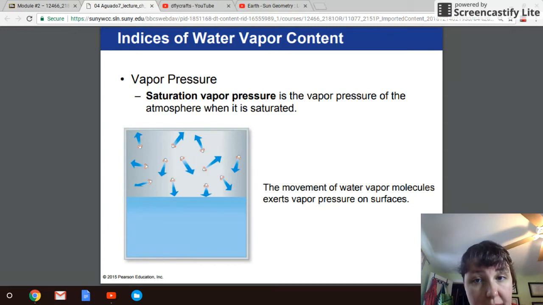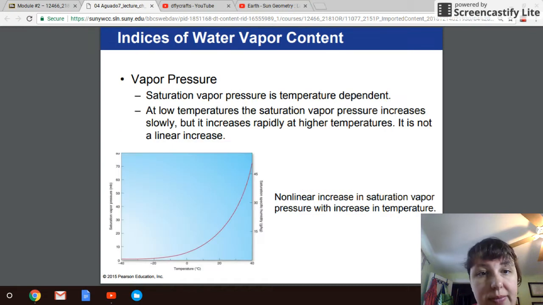Saturation vapor pressure is the amount of material or water that I can have in my atmosphere given certain levels of gravity pulling it down to the surface of the earth. Saturation vapor pressure changes based on temperature. And this line right here is my maximum saturation vapor pressure.